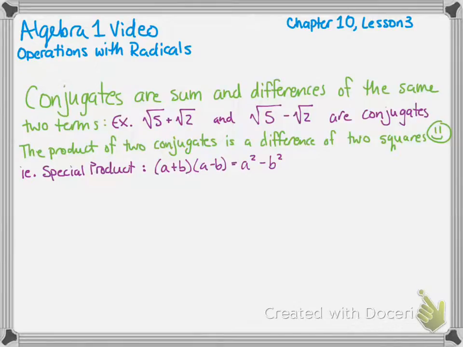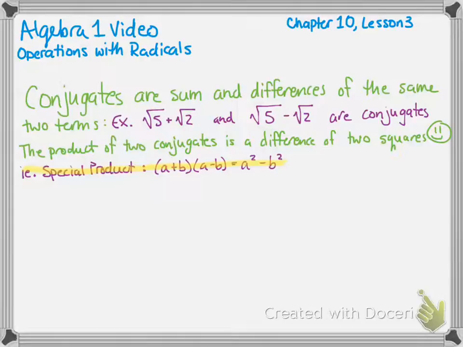All right, so conjugates. Conjugates are sums and differences of the same two terms. So the square root of 5 and the square root of 2, if you add them, is the sum version of the conjugates, and if you subtract square root of 5 and square root of 2, you get the difference of them. The product of two conjugates, in this case square root of 5 plus the square root of 2 times the square root of 5 minus the square root of 2, will give you the difference of squares, which is another special product. Again, chapter 8 is never going away, guys.